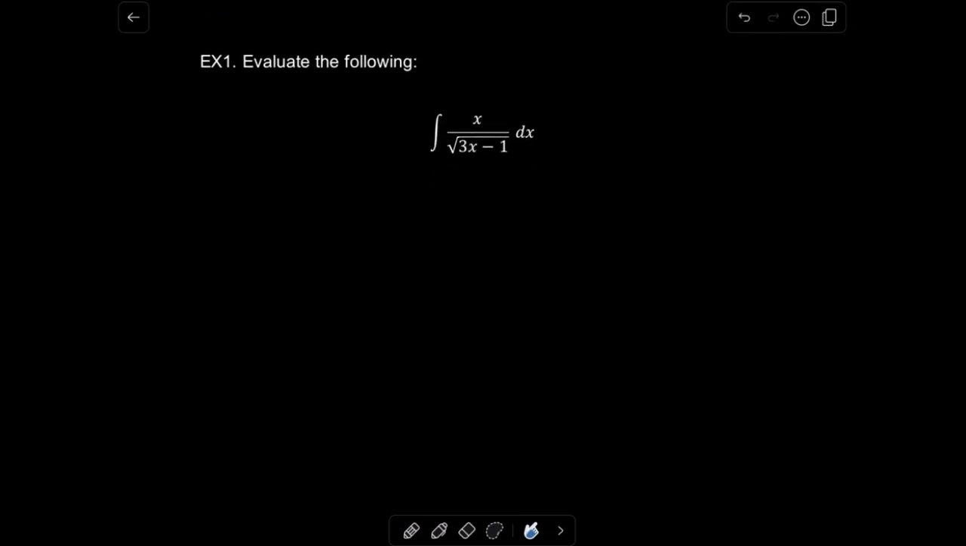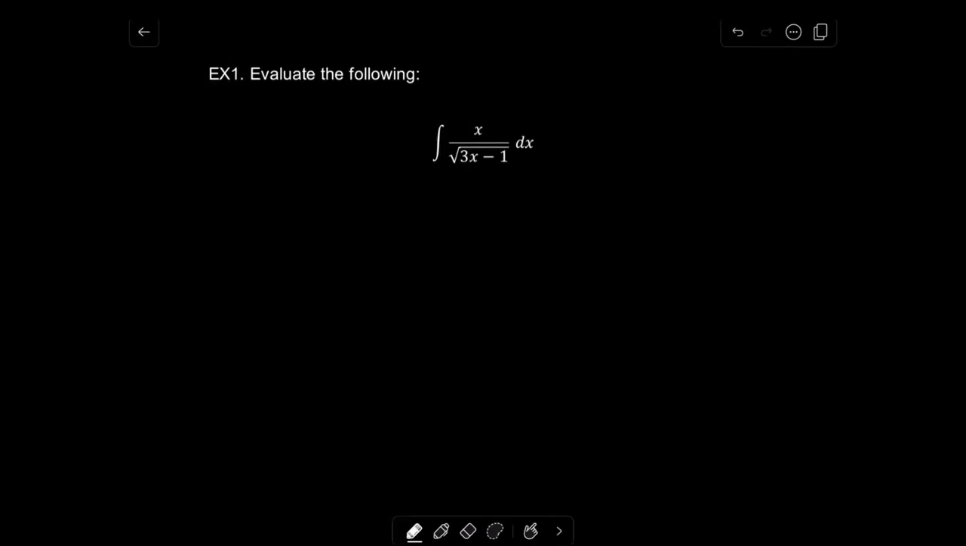All right, let's start with example 1. We are going to apply the strategy for integration and let's solve this example.